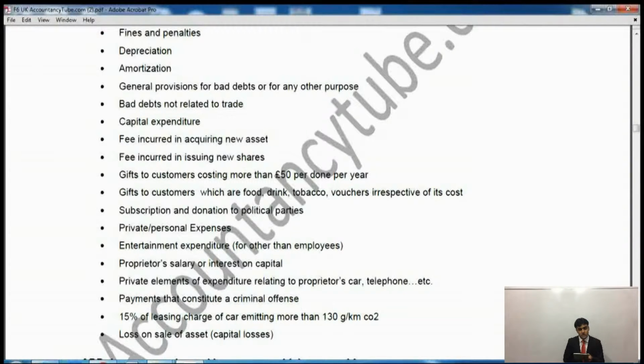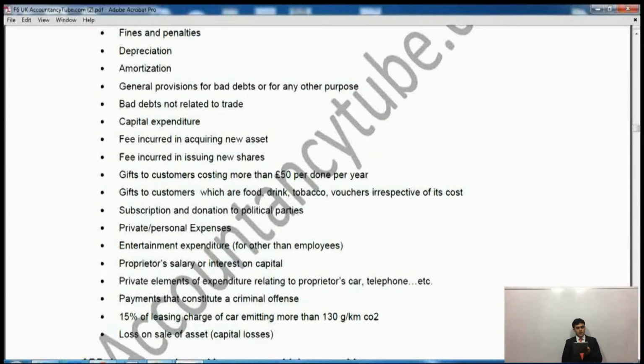Then it says payment that constitutes a criminal offence. So if you have paid a penalty, that will also be added back if it was deducted in the first place. Then it says 15% of leasing charge of car emitting more than 130 grams. So if the car emits more than 130 grams, you will add back 15% of that leasing charge.